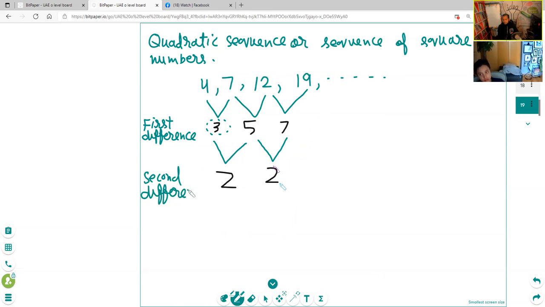When a sequence is given, you should check if we are adding or subtracting the same number. This will be an arithmetic sequence, and if the ratio of successive terms is the same, then this sequence will be a geometric sequence. If there is no common ratio and no common difference, then we will check whether it is quadratic or not. In a quadratic sequence, the first differences are not the same, but the second differences will be the same.